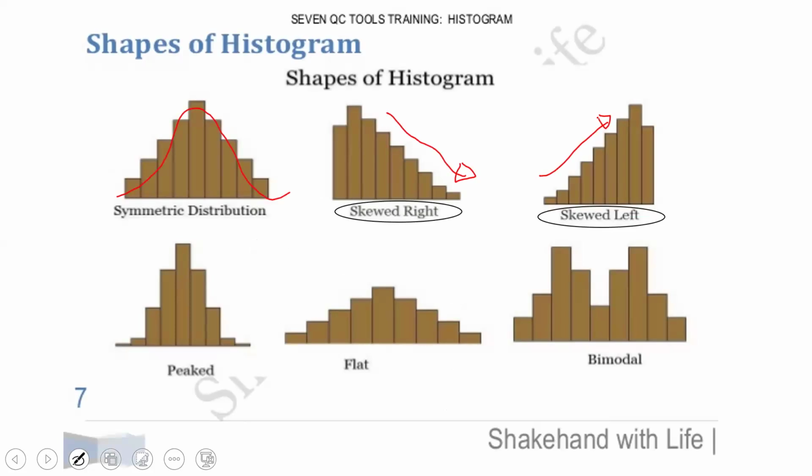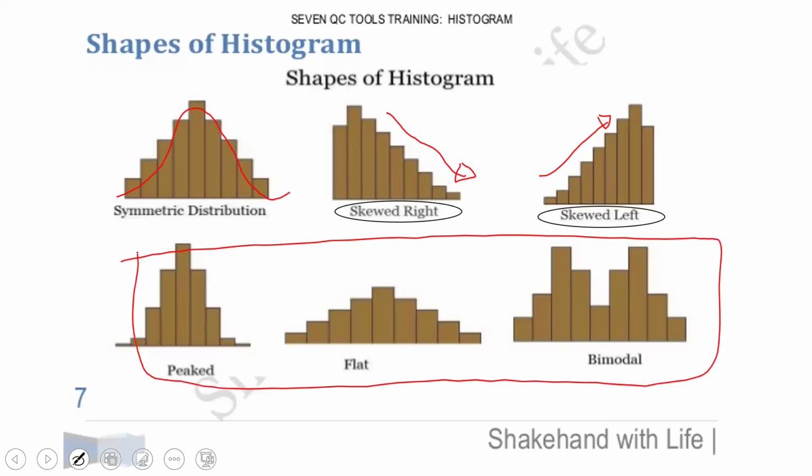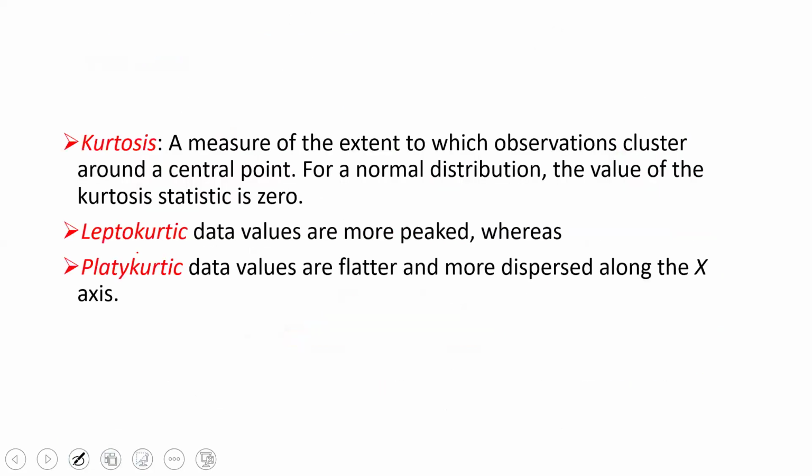Okay. And then we have what we call the kurtosis. I'm going to be talking about that as we continue. Kurtosis. So let's just continue. Kurtosis is a measure of the extent to which observations cluster around a central point. So for a normal distribution, the value is also 0. So we can have what we call leptokurtic histogram, where it is peaked, something like this. You can see that it is peaked. And we can have platykurtic, where it's something like that. It's like flat. I will show us as we continue.